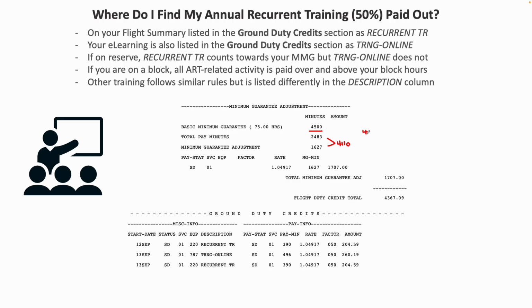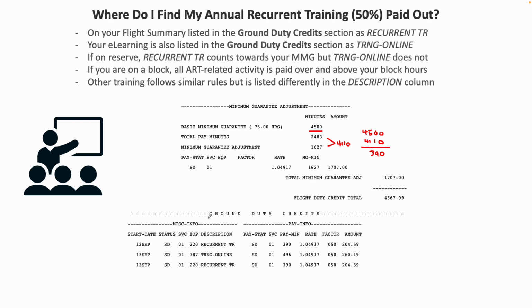There is some missing credit. If we take 4,500 and subtract 4110, we have a total of 390 minutes to account for. Thankfully, I can confirm that these minutes were paid, and I will explain to you why.